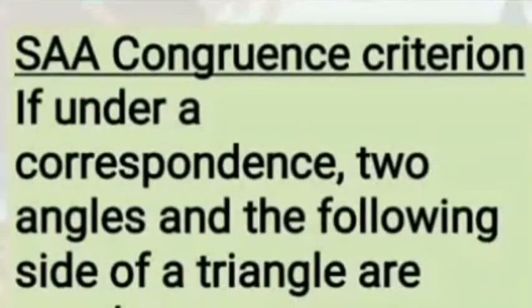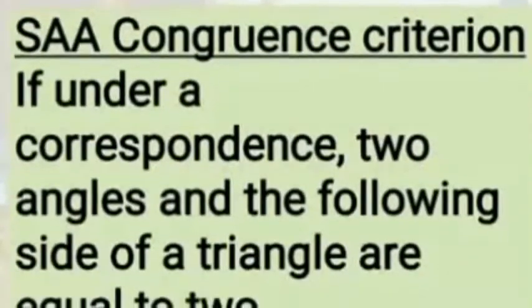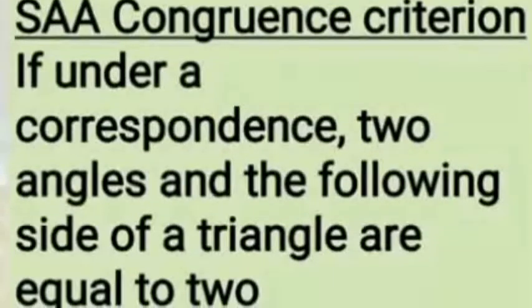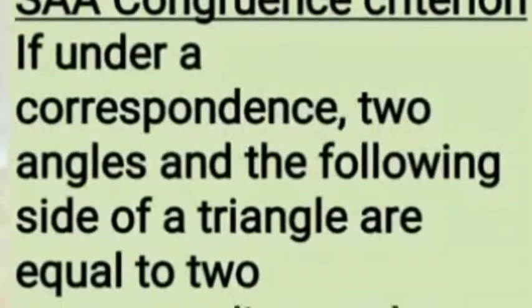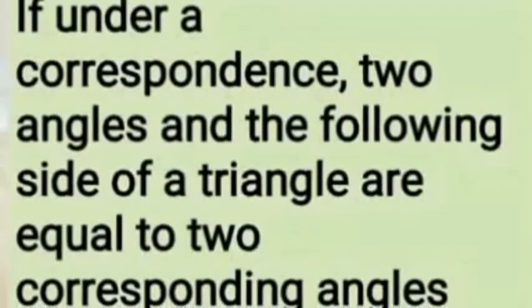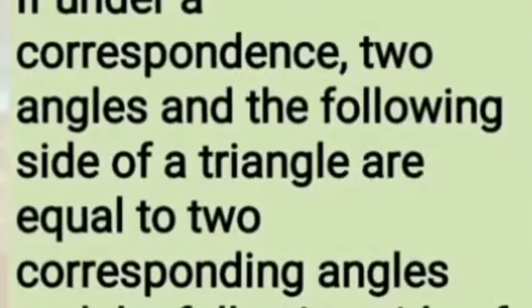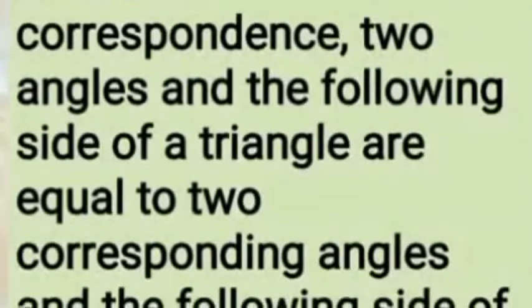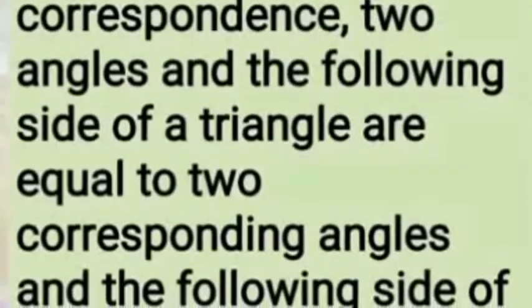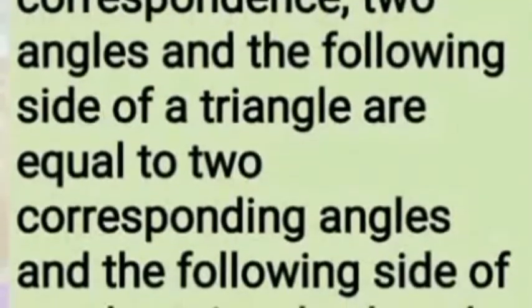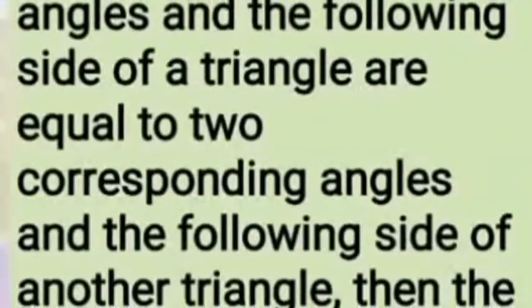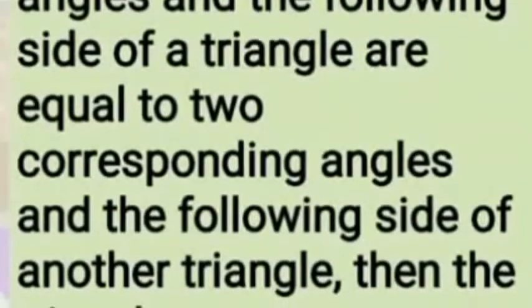Now, one that we don't have in the book actually is the SAA Congruence Criterion. Here SAA is side followed by angle and again an angle. Under this, two angles and the following side are equal, meaning there should be two angles and the side after those angles, not the one that's sandwiched in between. So the statement reads, if under a correspondence two angles and the following side of a triangle are equal to two corresponding angles and the following side of another triangle, then the triangles are congruent.